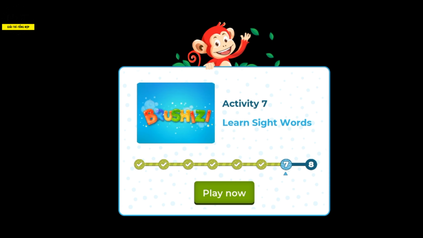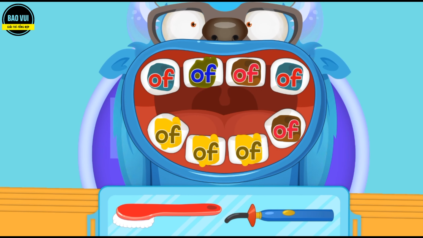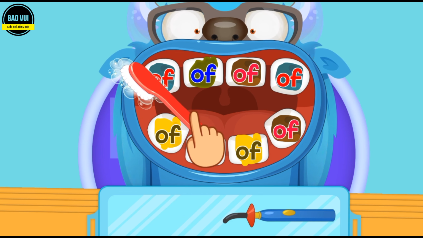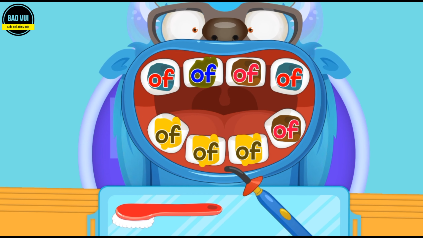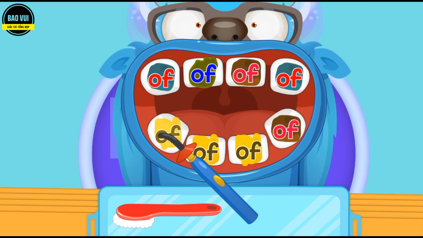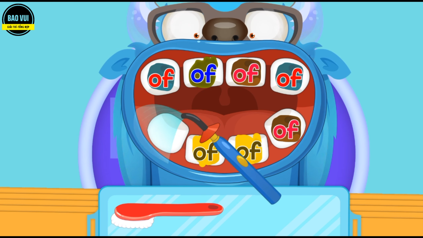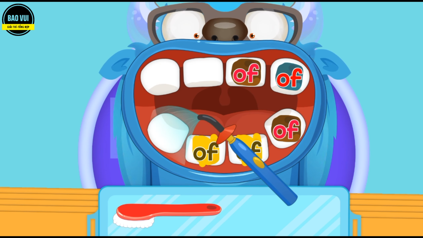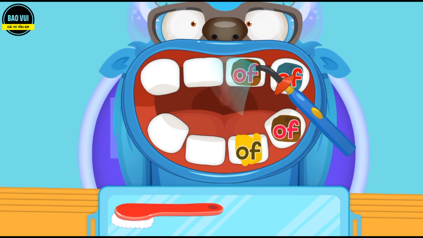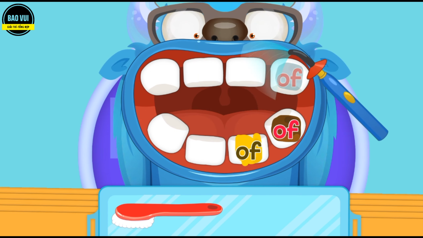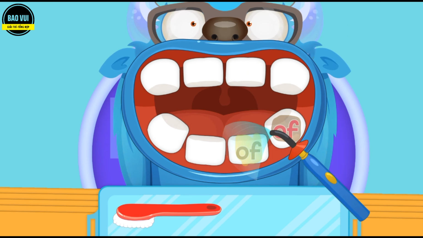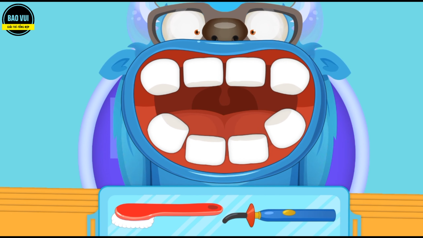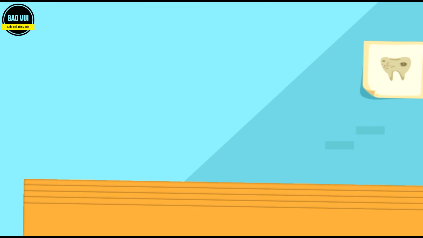Activity 7. Learn sight words. Yoo-hoo! Choose your tool to clean the monster teeth. Of. Hooray!